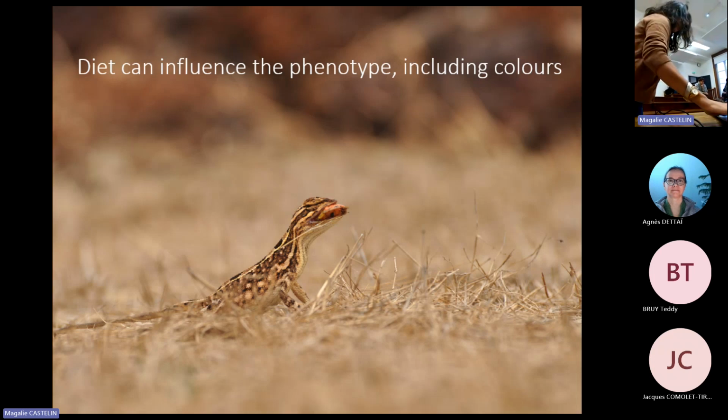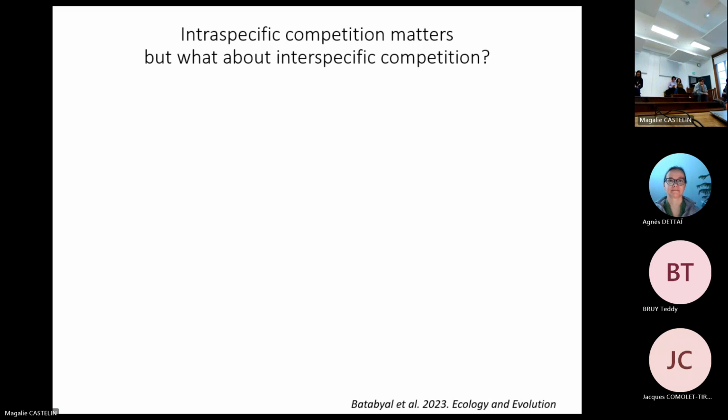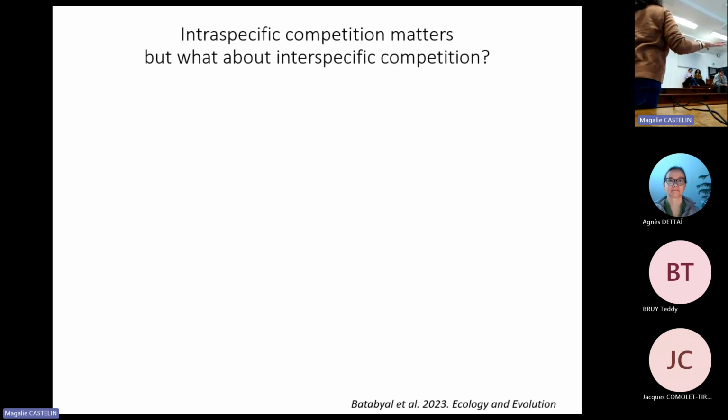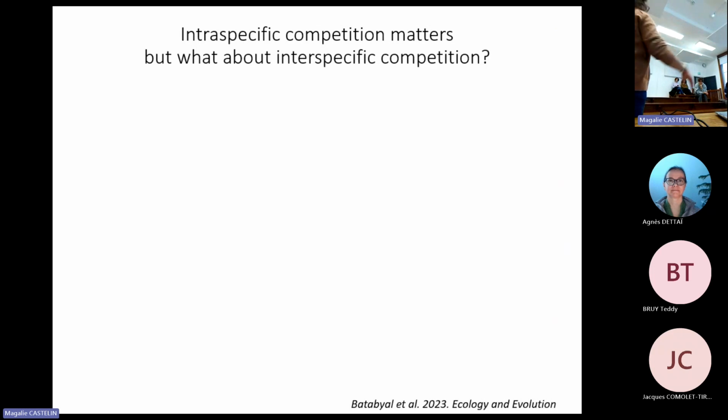So, intraspecific competition matters. And we see that in our dewlap size. But what about interspecific competition? Now, in that food web I showed you, there was nobody else in that landscape. They were the only lizard, and the plateau was theirs.